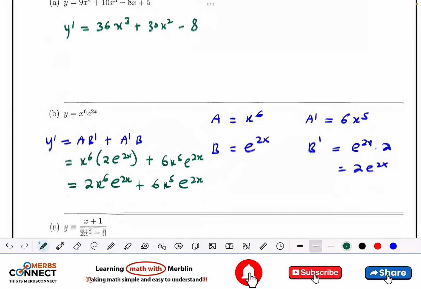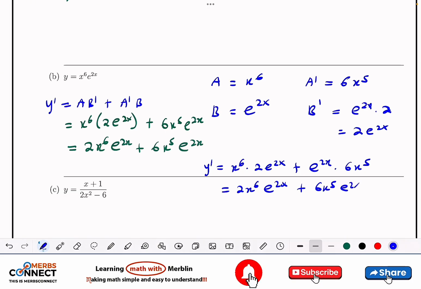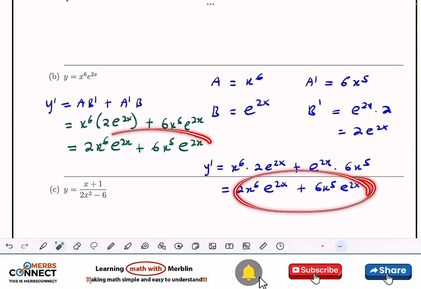And you know that you can just do it straight. Somebody can just look at the equation and say, okay, y prime will be equal to: I maintain x to the power 6 and differentiate e to the power 2x, giving me 2, right? Plus, now I maintain e to the power 2x and differentiate x to the power 6, giving me 6x to the power 5. Then simplify, get 2x times x to the power 6 plus 6x to the power 5 times e to the power 2x. So you see that this is the same as this.